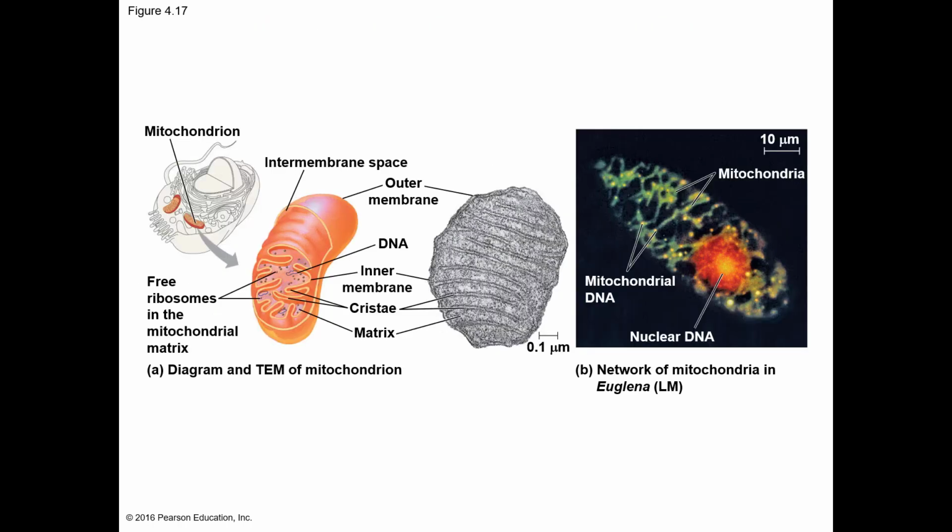So you can see it here. We have our regular smooth outer membrane, kind of looks like a kidney bean. And on the inside, we have another membrane that's just folded, and that's the cristae.